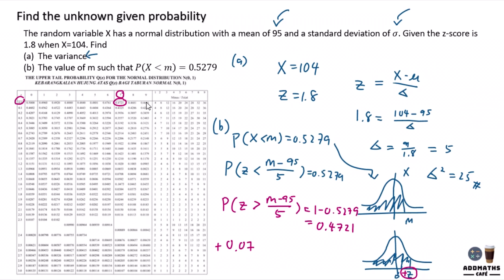Positive 0.07 equals (m minus 95) over 5. By transferring your 5 to here, it will be 95 plus 5 times 0.07, and at the end of the result, m will give you an answer of 95.35.